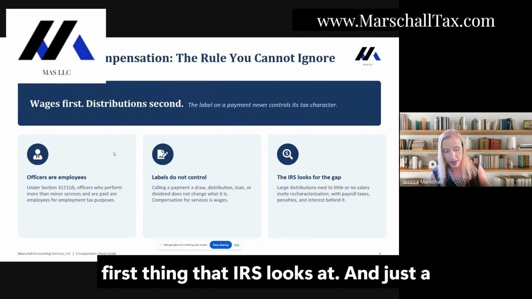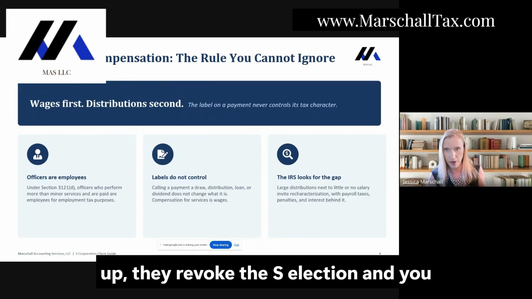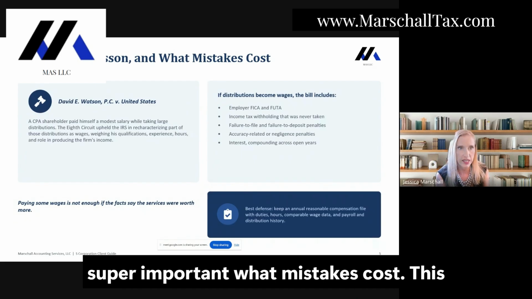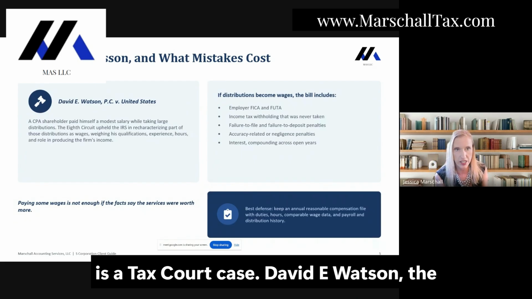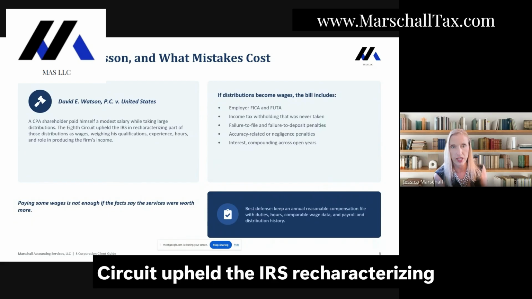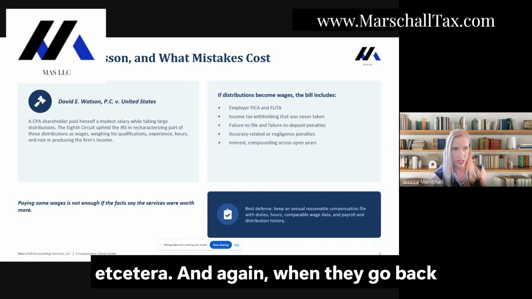And just a friendly reminder, if you screw any of this up, they revoke the S election and you can't get it back for 5 years. So it's super important. What do mistakes cost? This is a tax court case, David E. Watson v. US. A CPA shareholder paid himself a modest salary, taking large distributions. The Eighth Circuit upheld the IRS, recharacterizing part of those distributions as wages, weighing qualifications, experience, hours, etc.